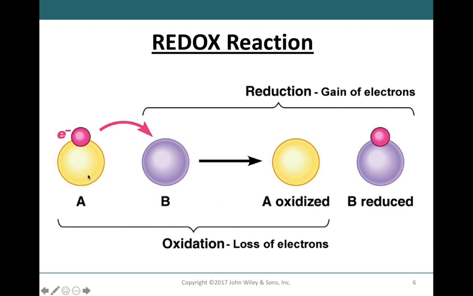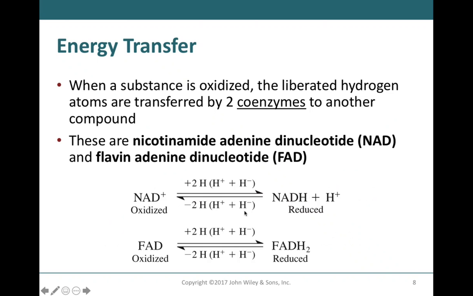So you can see that molecule A has the electron and molecule B does not. Molecule A is going to be oxidized because it's going to lose this electron to B through the reaction, and B is going to gain the electron, which means that molecule B is going to be reduced. And so the reduction is the gain of electrons. And if we were to turn this arrow on its head, everything else would be reversed here. So oxidation and reduction reactions can go in either direction.